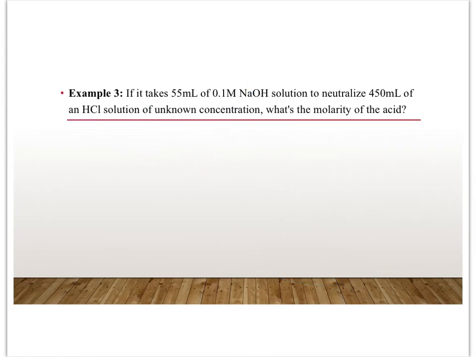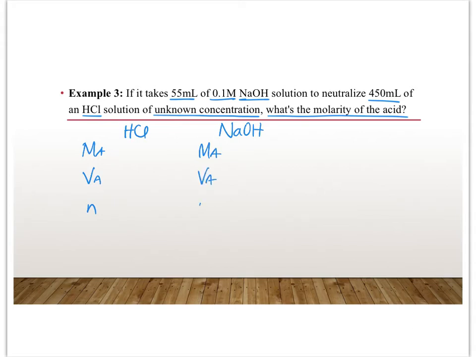Another example. So we have our acid, our base, our molarity, our volume, our N. So those are both 1 again. They're not always going to both be the same. It's asking the molarity of the acid. The volume of the acid is 450 milliliters.